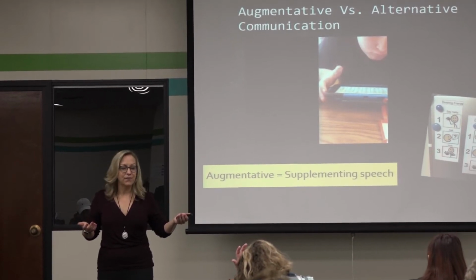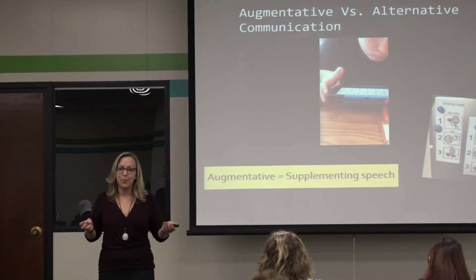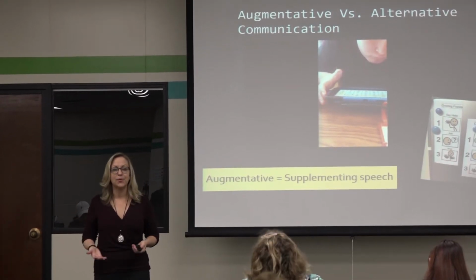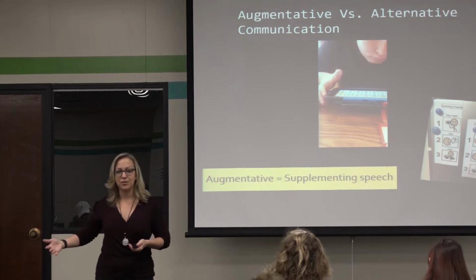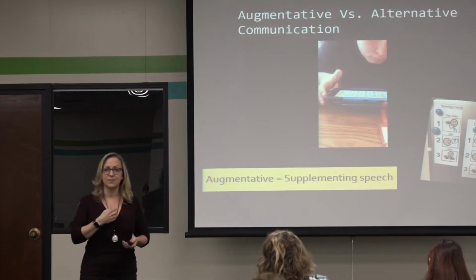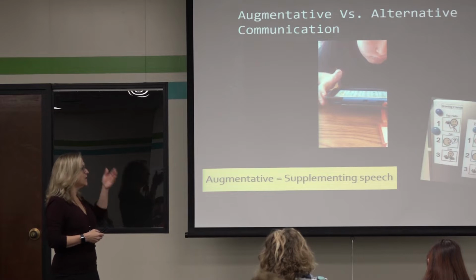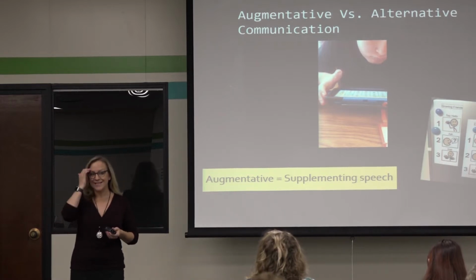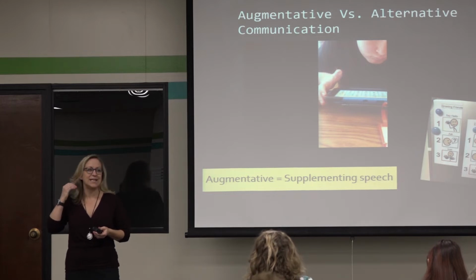And I don't care if they have an intellectual disability label or autism. I still want to give them the supports they need to be able to communicate just like their peers. And that's where augmentative communication comes into play. This is a young man that I worked with for many, many years. I met him when he was 3 years old. His name is George. He is delightful.